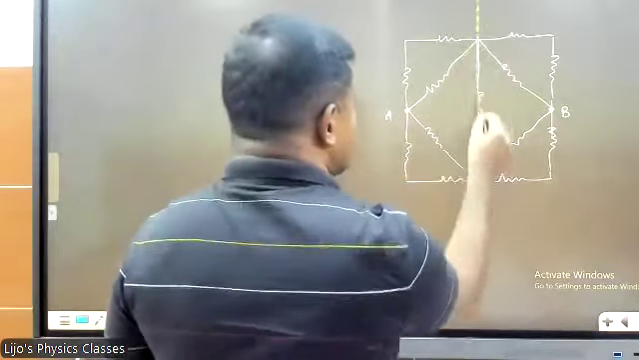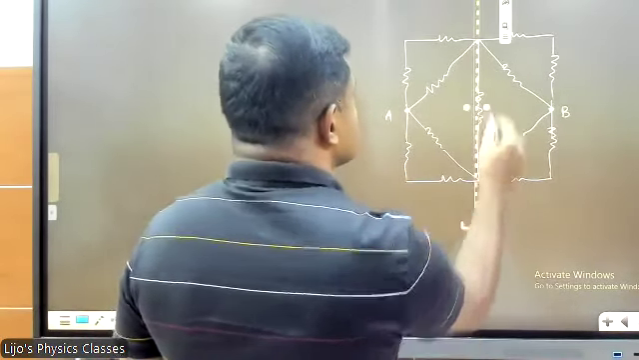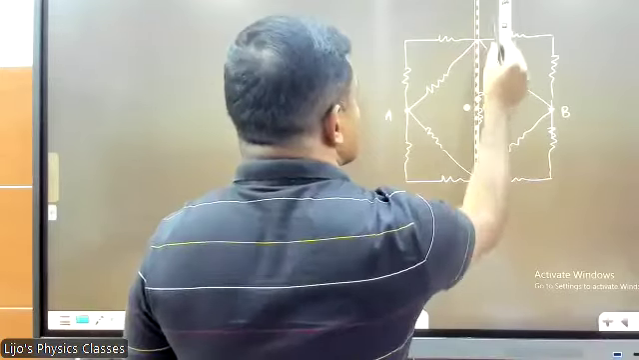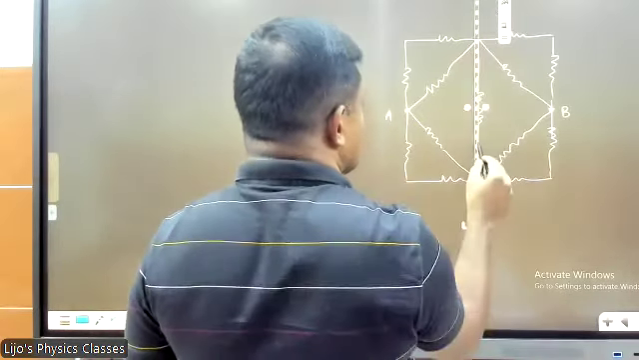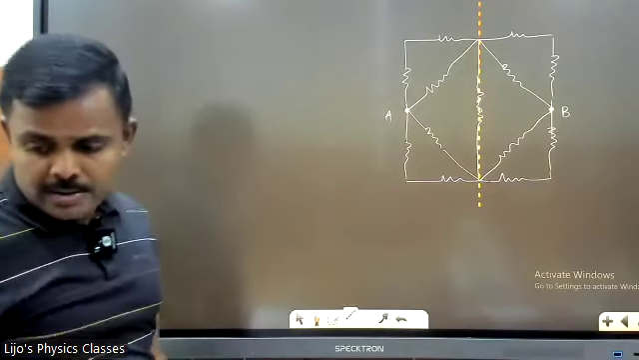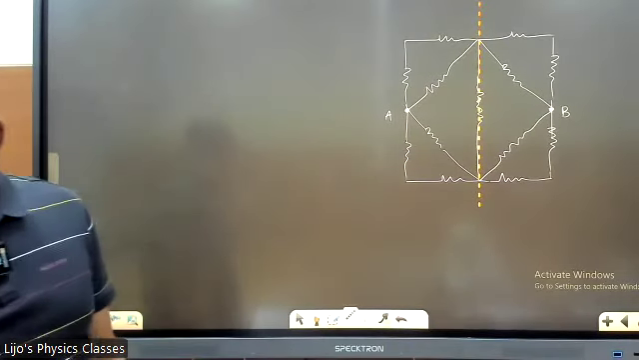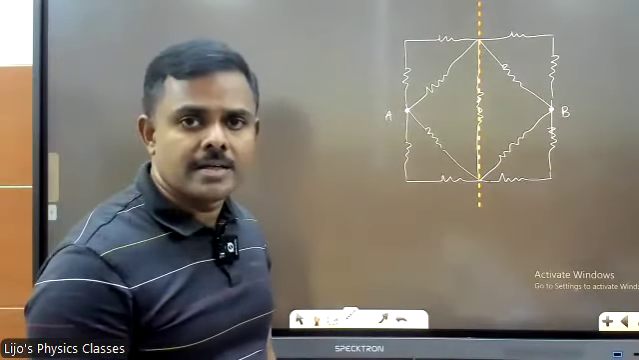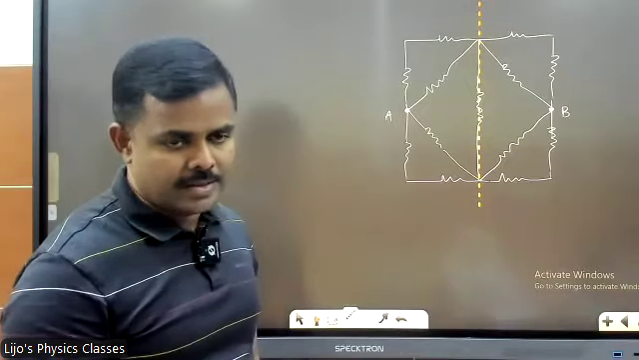Like I said, this is again a mirror symmetry question, right? So draw a line through the middle like this. And I had told you that the resistances on the line can be neglected, right?